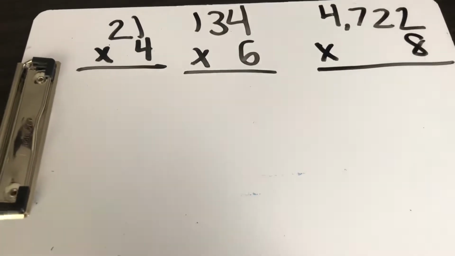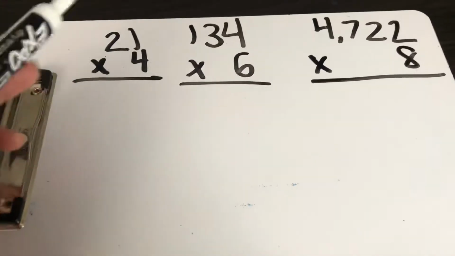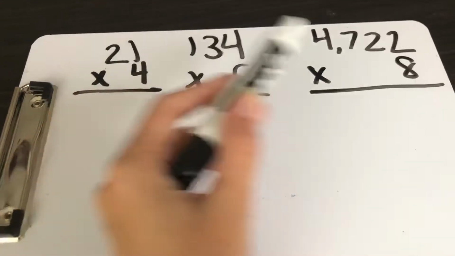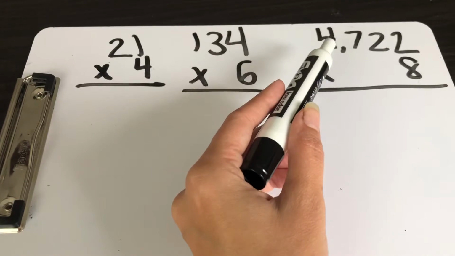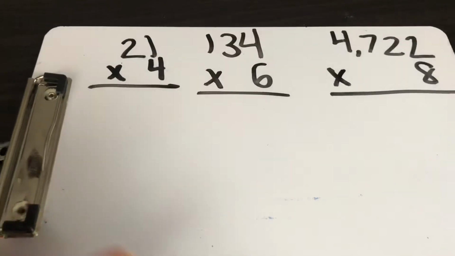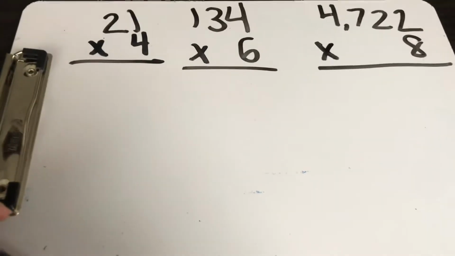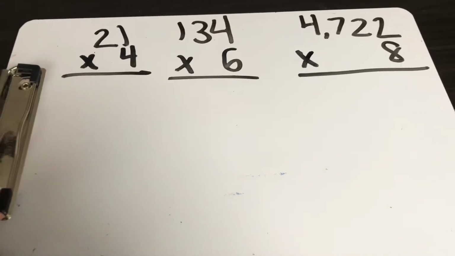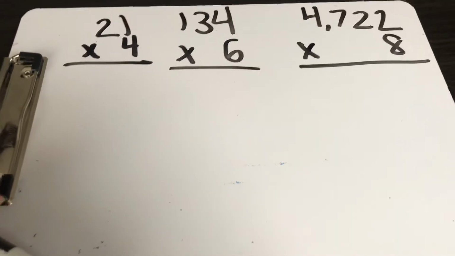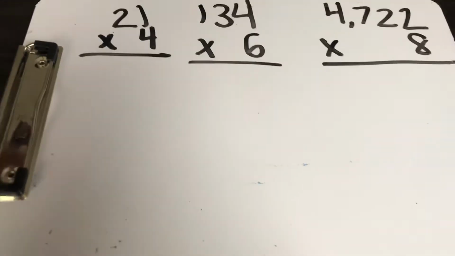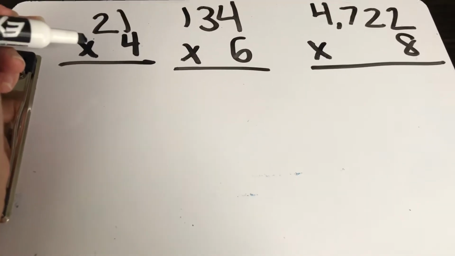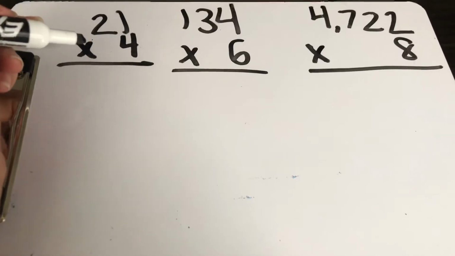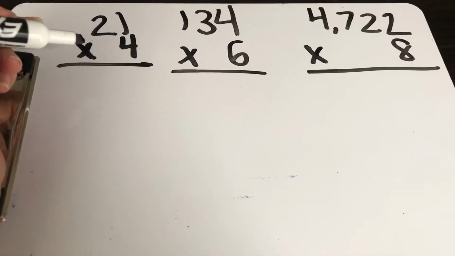Sometimes you'll be multiplying a one-digit number by a two-digit number, a one-digit number by a three-digit number, or a one-digit number by a four-digit number. It does not go any higher than a four-digit number in fourth grade, but obviously when you get to fifth, sixth, and seventh, that's when you'll be multiplying by larger numbers. So let's go ahead and start with this first one here. I'm going to show you a strategy called partial product.